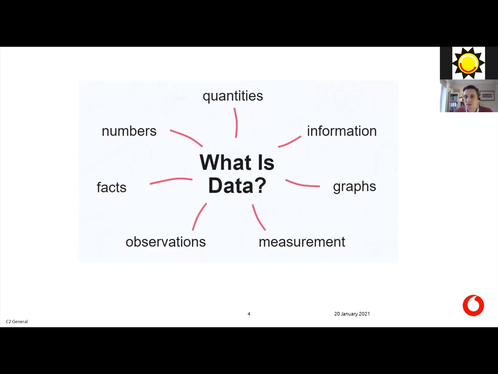So data is all around us. As you can see from the slide in front of you, it's information, it's graphs, it's measurements, observations, facts, numbers, quantities. Anything that will influence a decision can be classified as data.